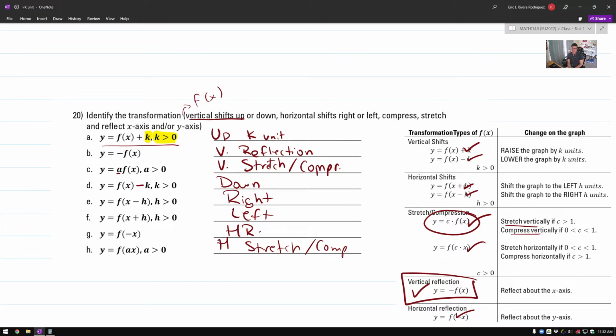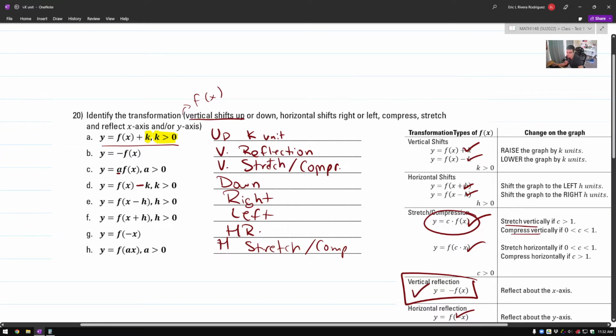Any other questions? Question 16, page 14, is that the review?